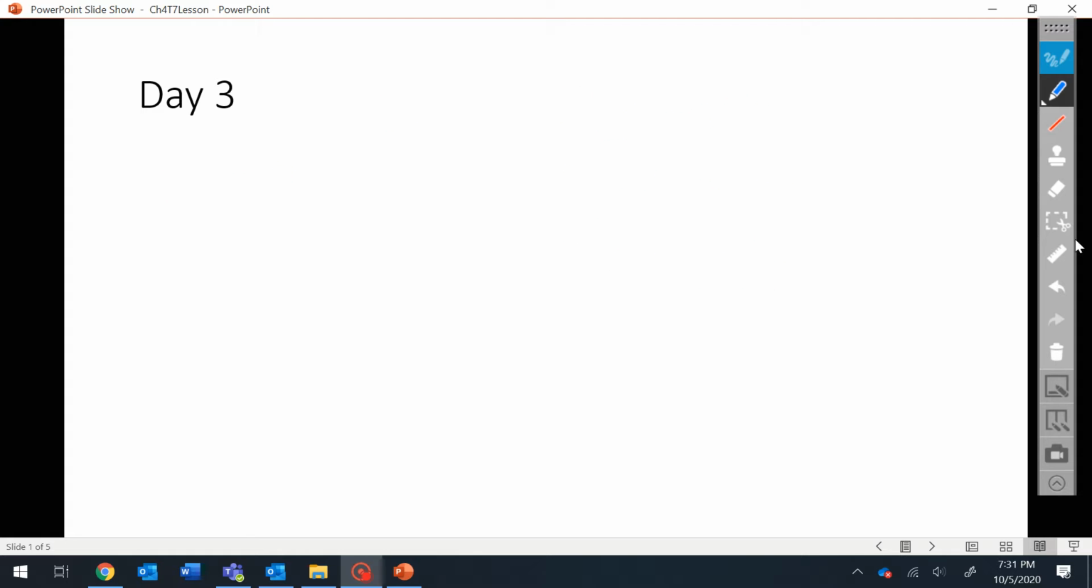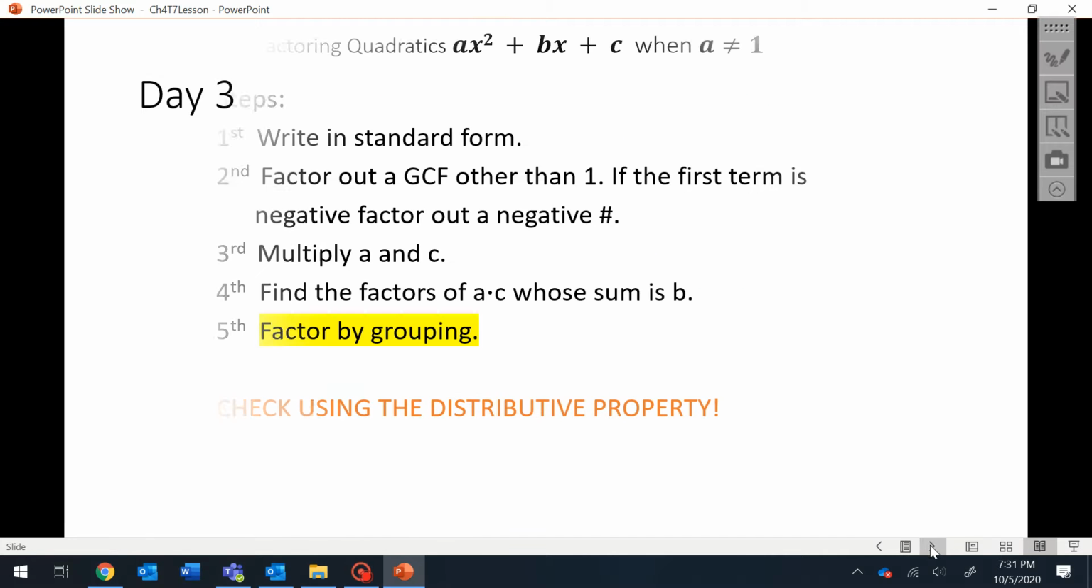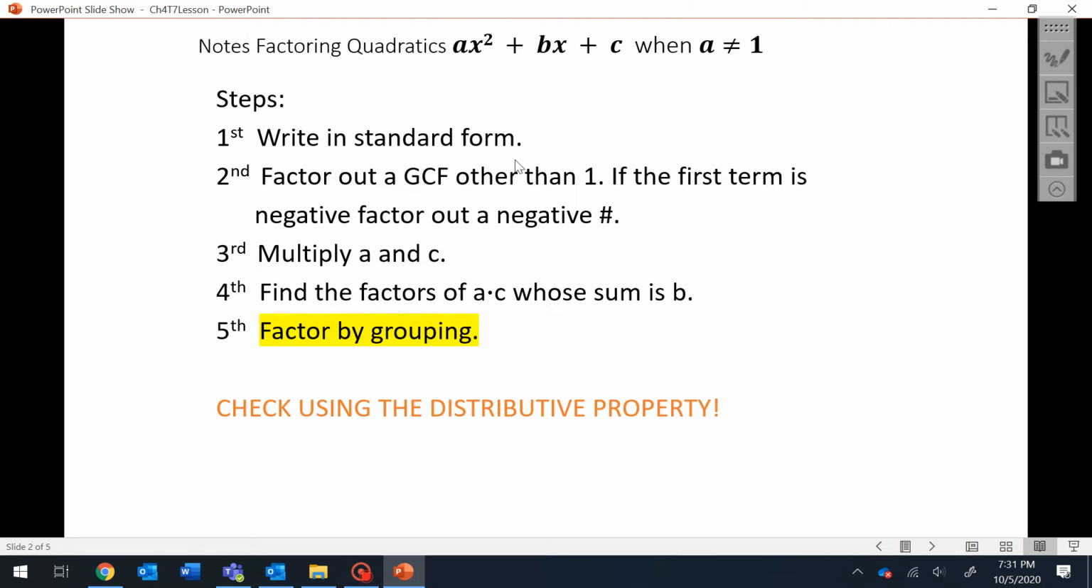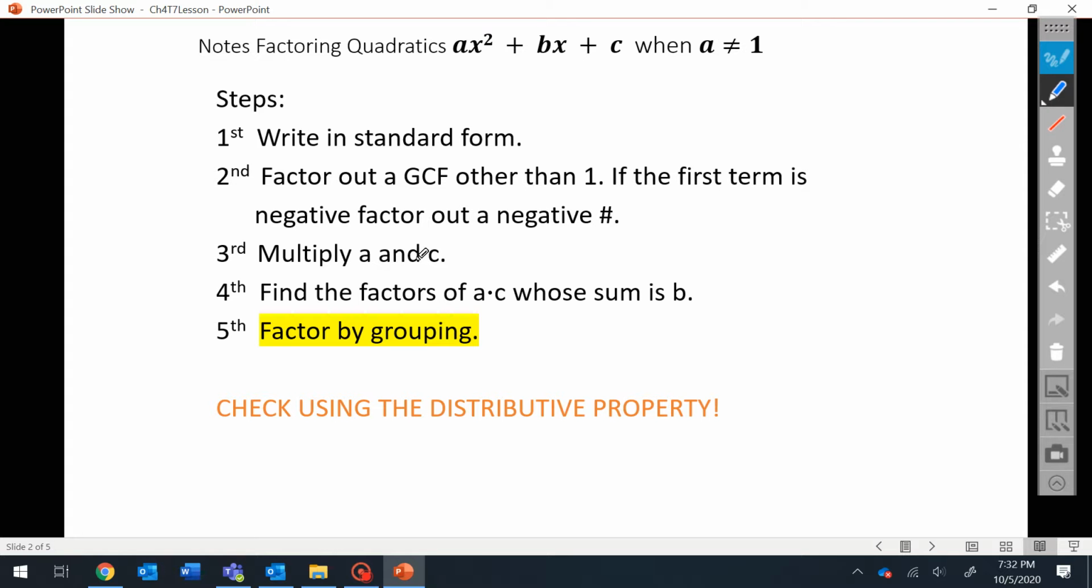Alright, so we have the steps from yesterday. Write in standard form, of course. Factor out the GCF other than 1. So if the first term is negative, factor out a negative. Multiply a times c. Find the factors of a times c whose sum is b. Just like we did before, they're going to multiply to give you a times c, and they're going to add to give you b, and that's what's going to go in these two.